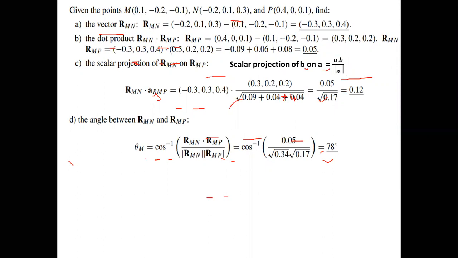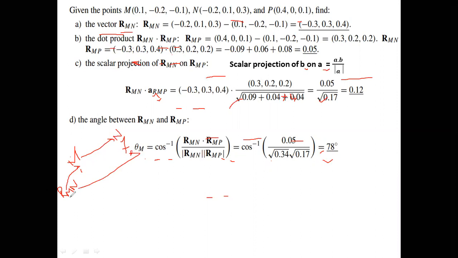We have the m, n and p vectors. So the vector mn, we have to find the vector mn. So this is the mn, means from m to n. So what does it mean? It means this is the final point and this is the initial point. R means the position vector mn. So this m will represent the initial value, and this n will represent the final value.